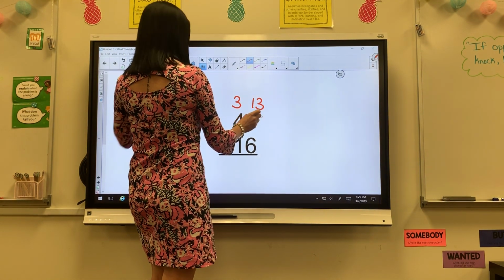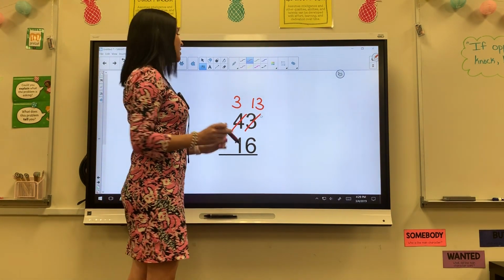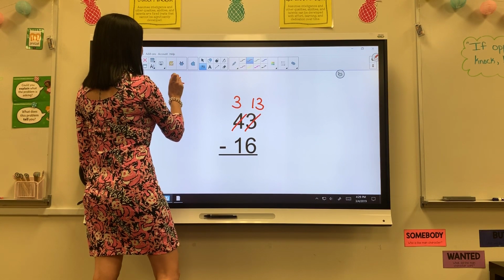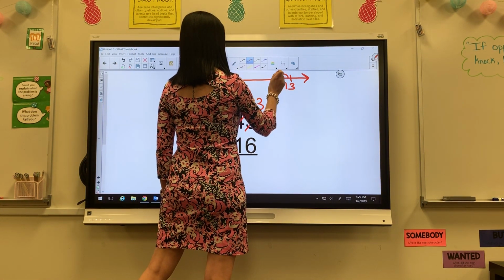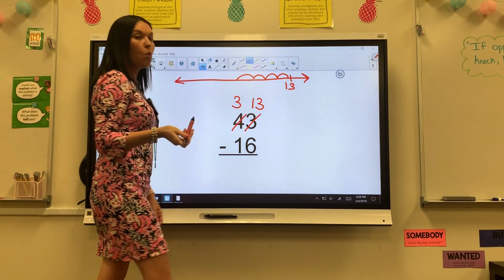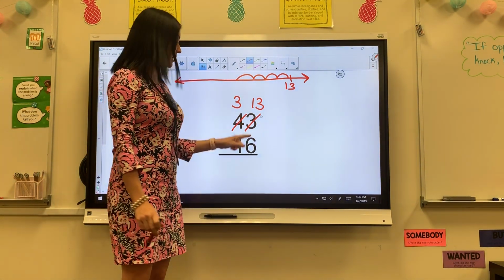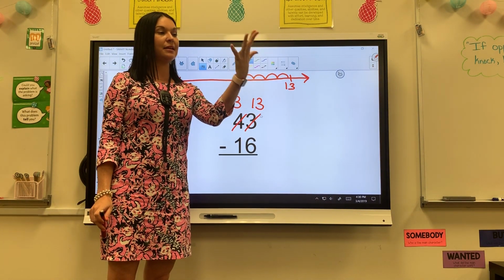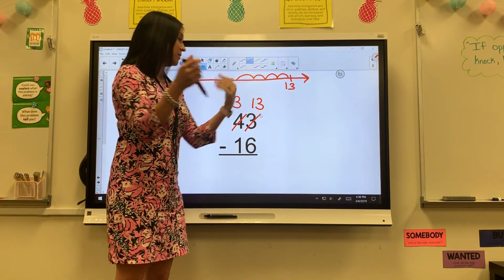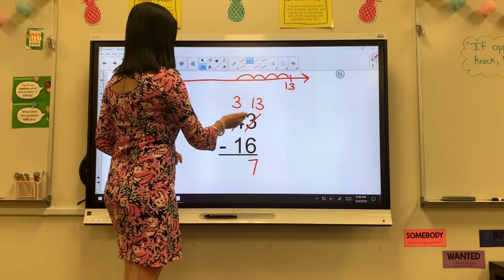So now I have 13 minus 6, and you can make sure that you get this part right too. You have a number line that you can use, so you can start at 13 and you can count down to 6, or you can count on. I can put 6 in my head and count till I get to 13. So 6, 7, 8, 9, 10, 11, 12, 13. So I know 13 minus 6 equals 7.